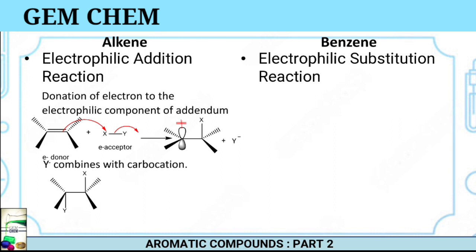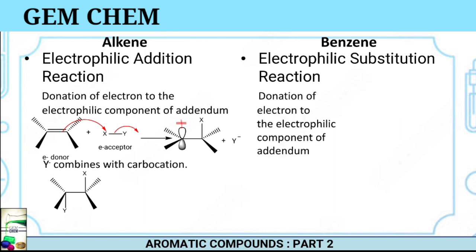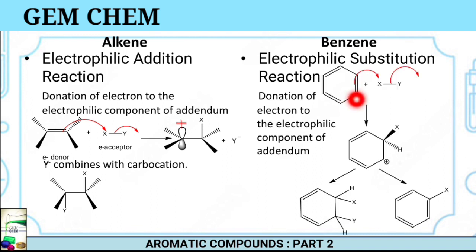Whereas if we consider benzene, there is also donation of electrons to the electrophilic component of the addendum, but there are a few more details which we need to know. You can see in the case of benzene, all the carbons are sp2 in nature, and this is an aromatic ring. What is aromatic, antiaromatic, and non-aromatic has already been discussed in the previous video. So you should first watch that and then come to this video for better clarity.